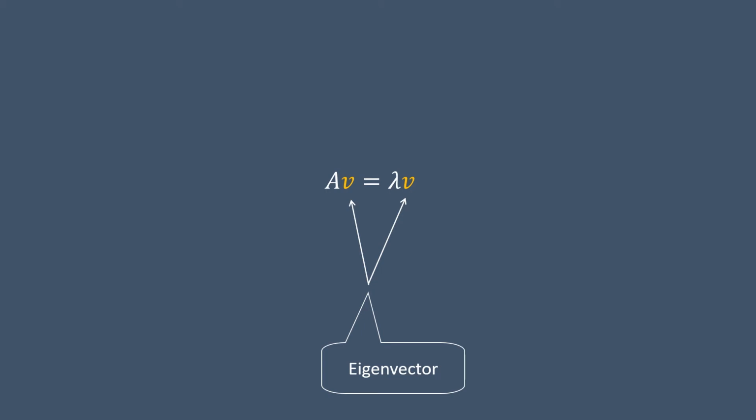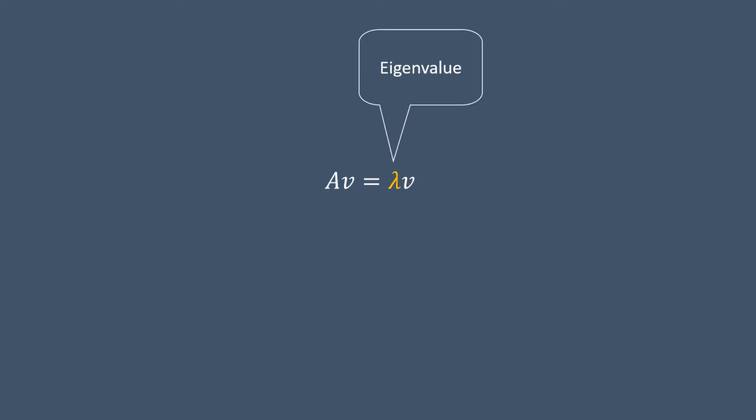Certain exceptional vectors V are in the same direction as A times V. Those are the eigenvectors. The set of eigenvectors associated to lambda is a linear space called eigenspace of lambda. The scalar lambda can be real or complex. It tells us to which extent the special vector V is stretched or shrunk when it's multiplied by the matrix A.